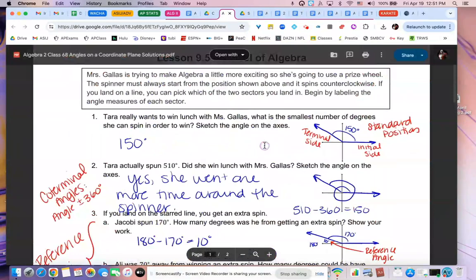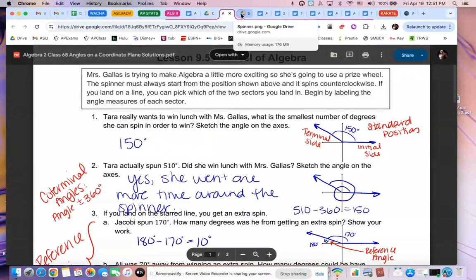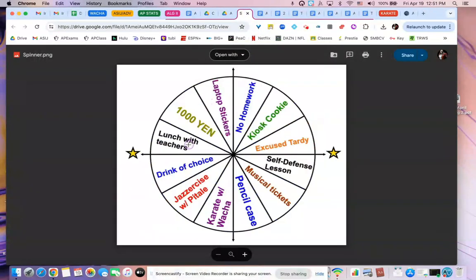So the first one just says, in order to get lunch with one of the teachers, what do you have to spin to get that, right? So these are equally broken up. I know that there's 180 degrees in half the circle. So 1, 2, 3, 4, 5, 6, that's 30 degrees each section. Let's think about it. If this goes 30 degrees, 60 degrees, 90 degrees, that makes sense. 120, 150, and 180, right? So half the circle is 180. If I went all the way around, I'd have 360 degrees.